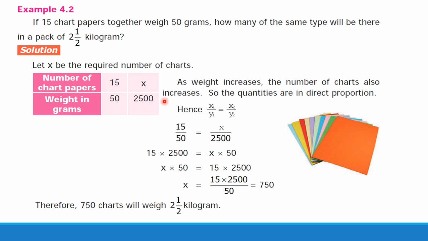You change it to the left hand side. So x into 50 equal to 15 into 2500. Therefore x equal to, that multiply will come to the right hand side, it will become divide. So x equal to 15 into 2500 by 50. You cancel the zeros, 1 5 is 5, 50, 15 into 50 is 750. Therefore, 750 charts will weigh 2.5 kilograms.